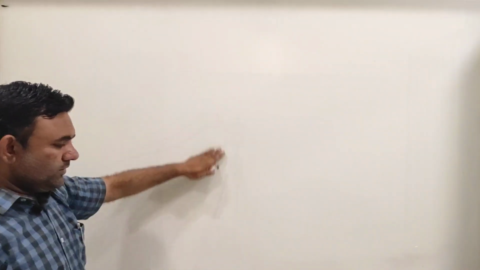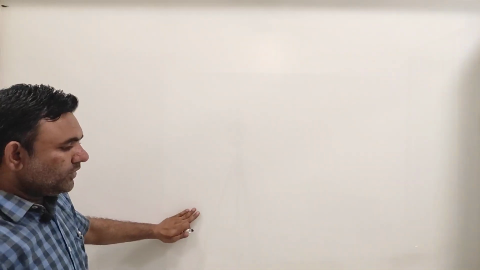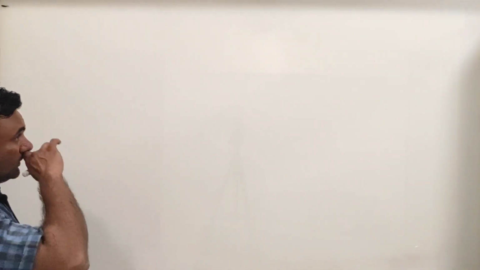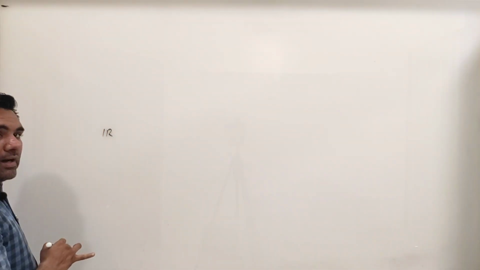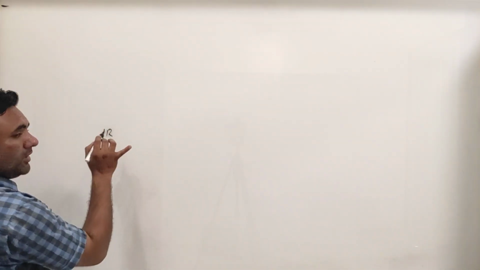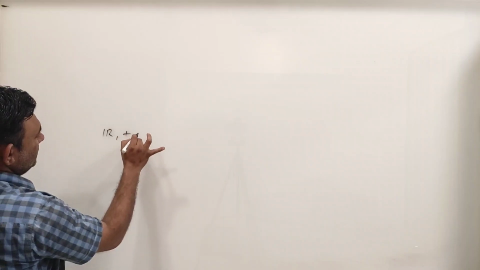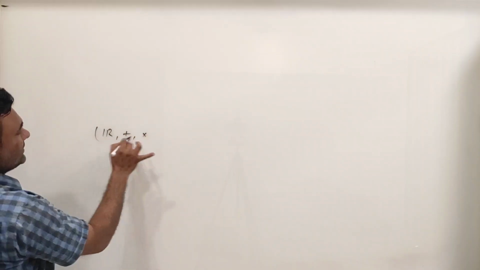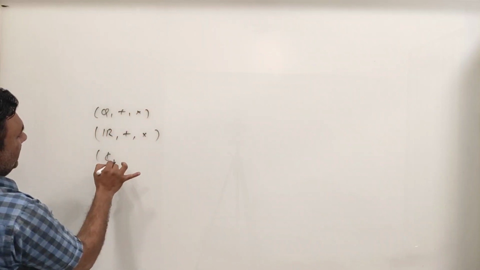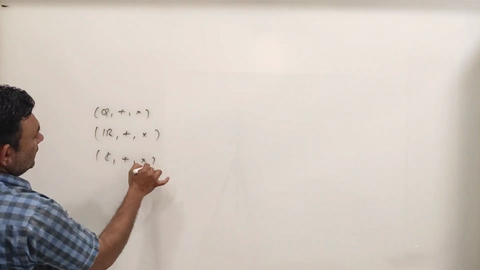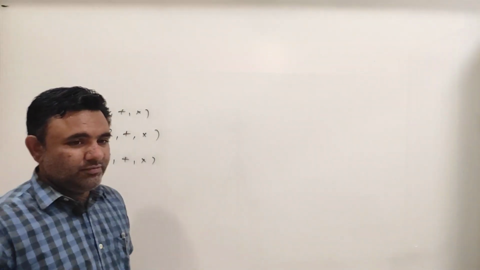See, when we learn ring theory, then we learn about fields, right? R is a field. When we have a field, we have two operations, usual addition and multiplication. Q is a field, C is a field. So these are some examples of infinite fields.